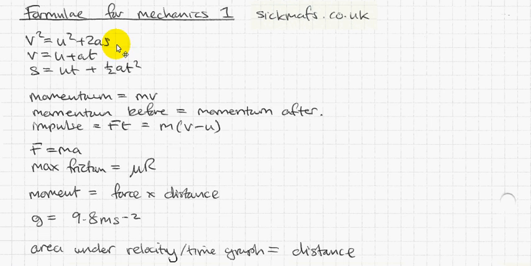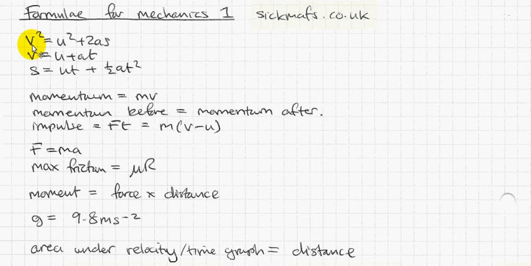V squared equals U squared plus 2AS, V equals U plus AT, and S equals UT plus half AT squared are the three formulas you need for kinematics of particles or projectiles. Basically, when you've got a little particle shooting off one way or the other, you want to know how fast does it end up, or how much is it accelerating by.